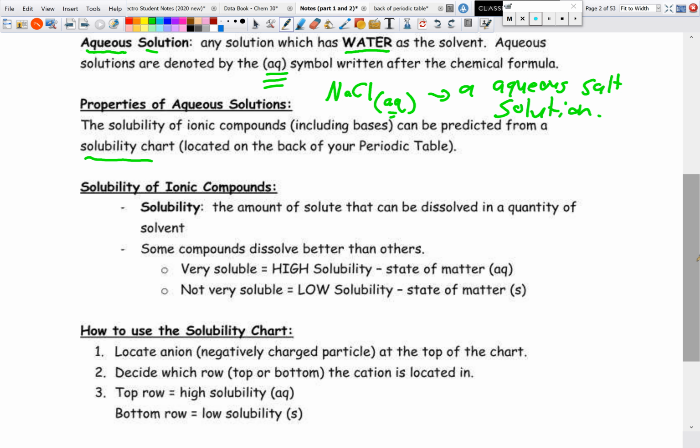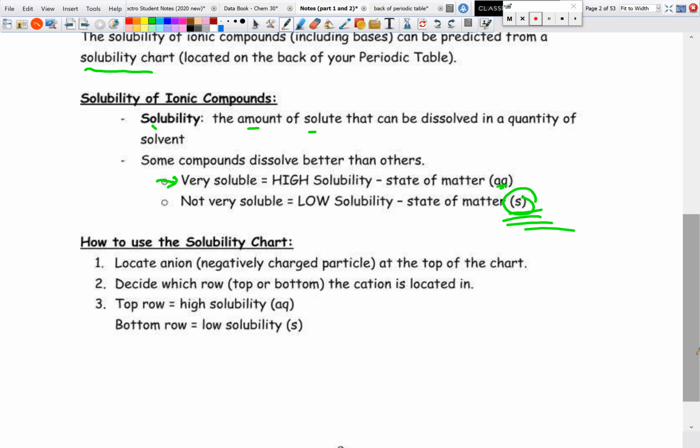So, of course, what is solubility? Well, solubility is just the amount of a solute that can be dissolved in any quantity of solvent. So the two things that you're going to notice is very soluble. So this is high solubility, and the state of matter is going to be AQ. Or not very soluble, or low solubility, in which it's going to stay as a solid. So that means if you put it in water, it does not break apart, it doesn't dissolve, it just stays as a solid.